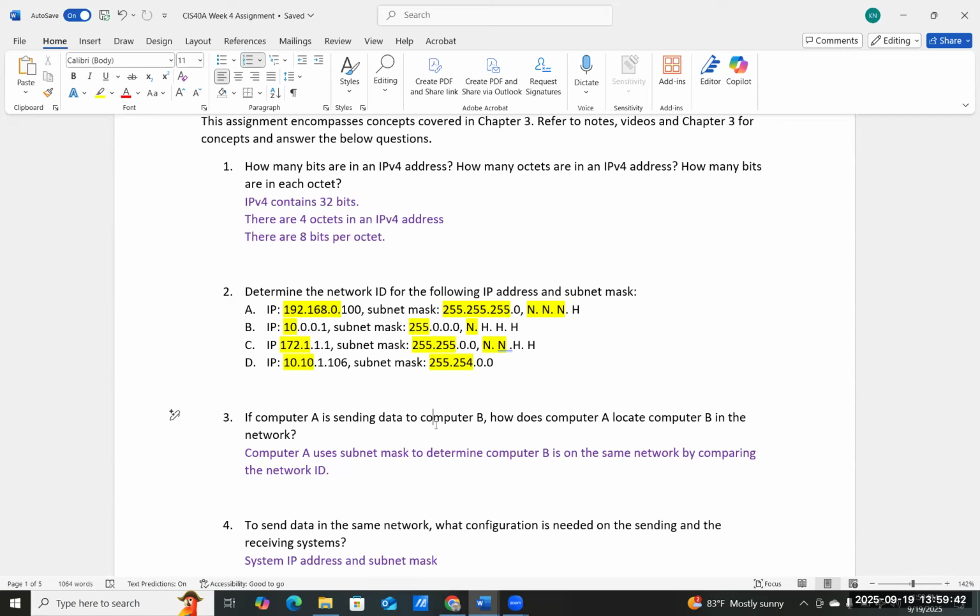Now, if computer B is on the same network, it checks the network ID. Like how many bits are on, how many bits are off, and that's it. Okay. So it looks at the value that you see with the network ID.